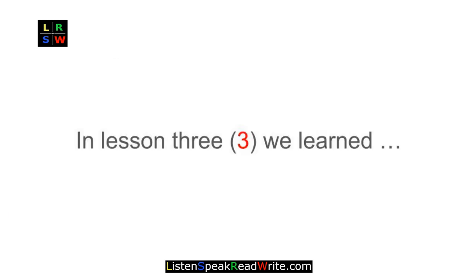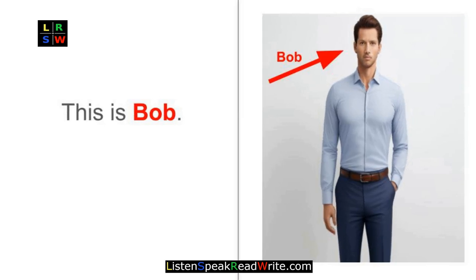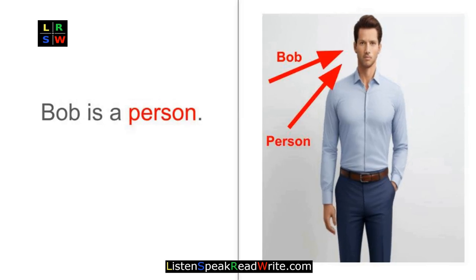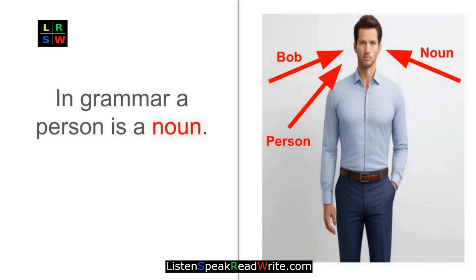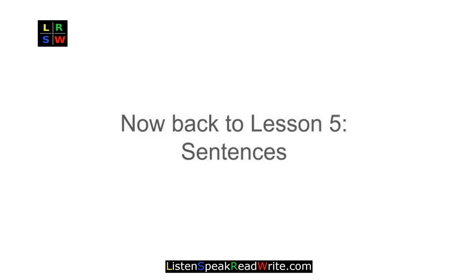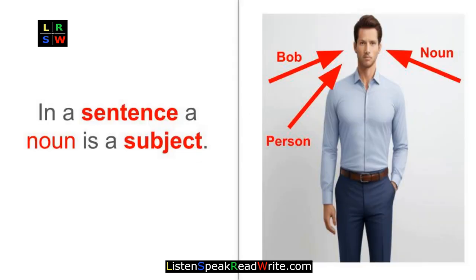In Lesson 3, we learned this is Bob. Bob is a person. In grammar, a person is a noun. Now, back to Lesson 5, sentences. In a sentence, a noun is a subject.